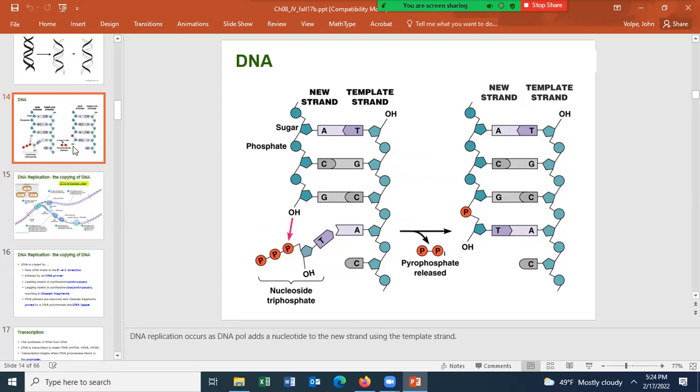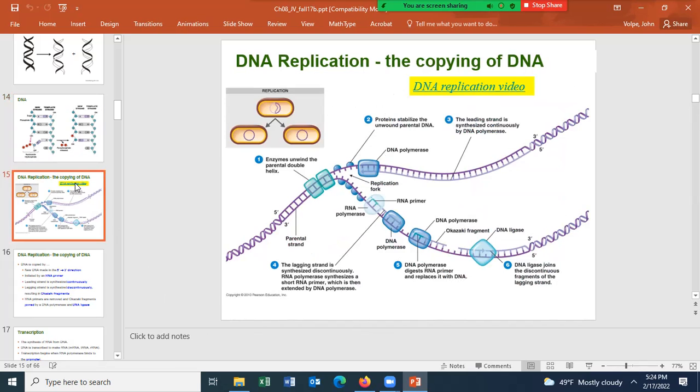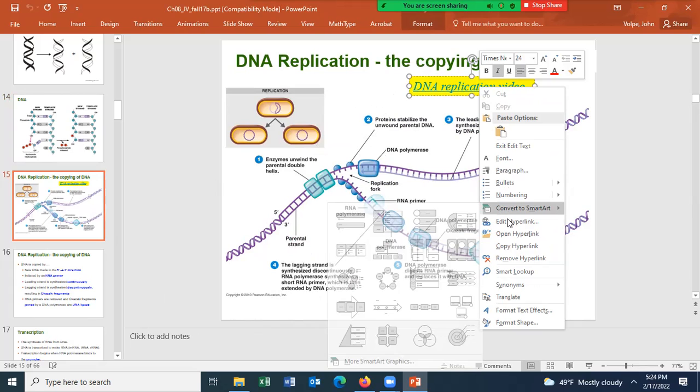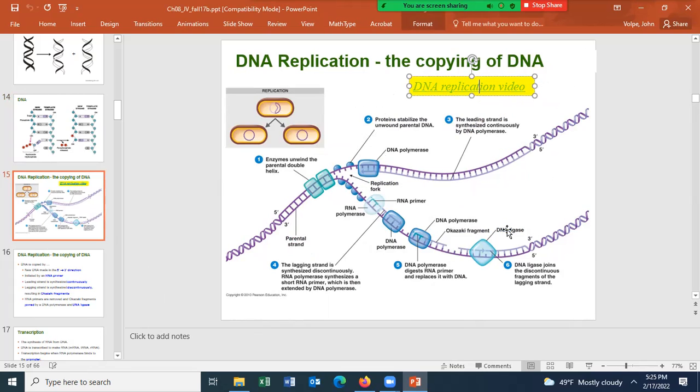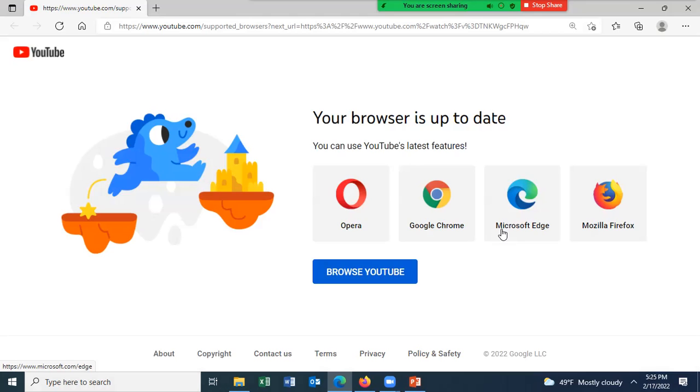Let's see, is that everything? All right, let's watch a little movie on DNA replication. There are 3 enzymes you need to know. Helicase, the polymerase. Boy, that doesn't look like it's good.